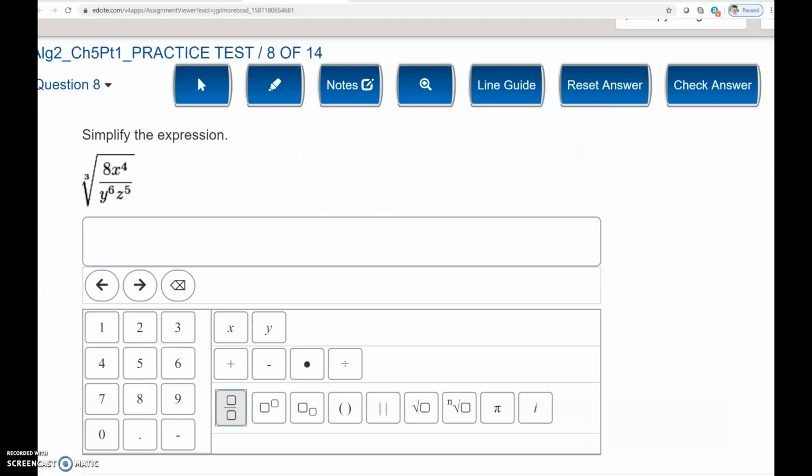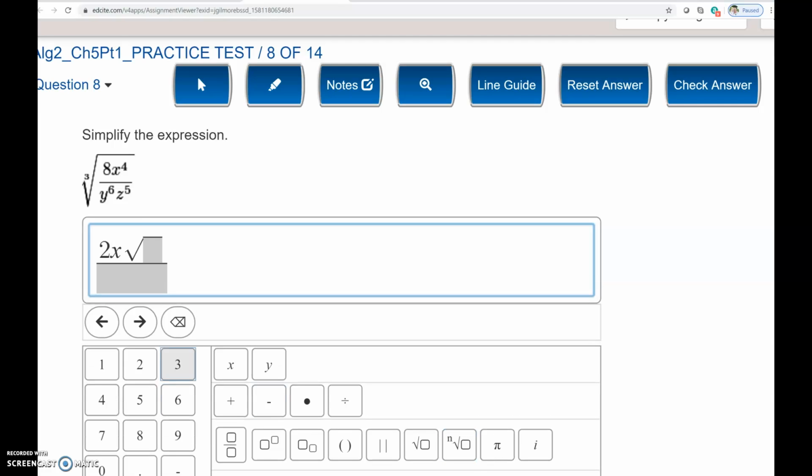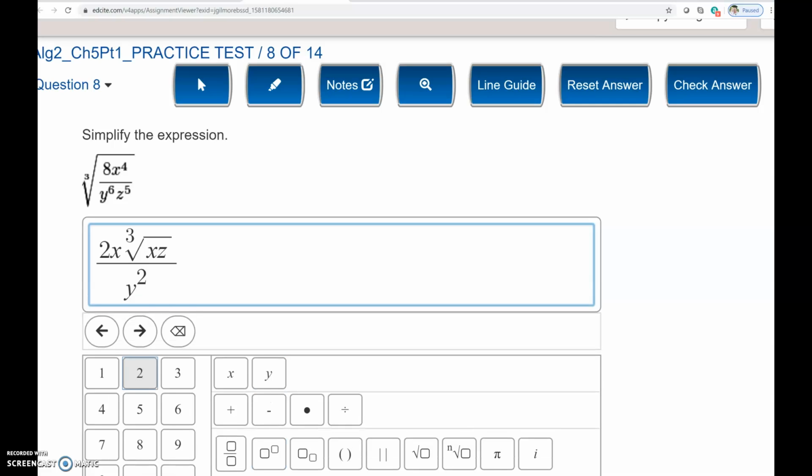Okay, you know there's a top and a bottom, so we need the fraction button. 2x. Then you type in the 3rd root of x. There's not a z button. You can use your computer and type in z. I'm going to see if I can add a z button because that's kind of annoying that there isn't a z button. On the bottom, y squared. And then you have to push the right arrow to get out of the exponent and then type in the z on your keyboard squared.